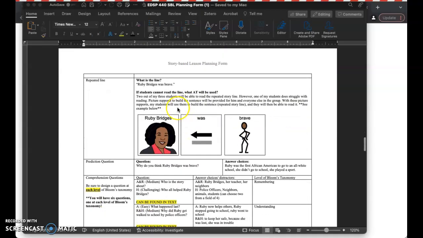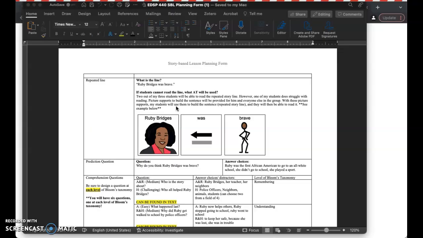Then we get into repeated storyline. Ruby Bridges was brave. Remember, with our repeated storyline, we want to capture the essence of the story. And I think that is a great repeated storyline for this book about Ruby Bridges. Think of it as if the student were to walk away from this lesson with one thing, learning one thing. That should be your repeated storyline. Okay, so Ruby Bridges was brave. So that was a great one.